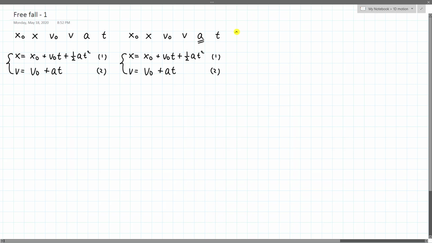And let's set up our axis. So we have an origin with an x. Although we use y for vertical, this time we just use x. So our axis points upward, and gravity's acceleration is downward. So this is acceleration due to gravity.